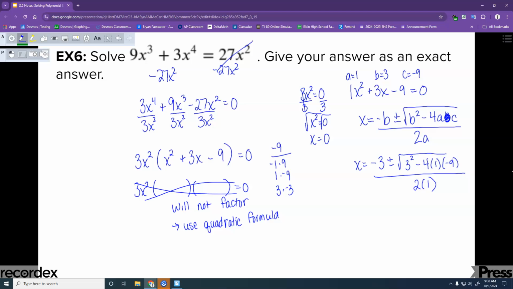Because they asked for an exact answer, I'm not going to type this whole thing into Desmos because it's just going to give me the decimal I already had from the graph, right? So that negative 3 just stays right there. I just want to know what's underneath that square root. So 3 squared minus 4 times 1 times negative 9, which is going to be 9 plus 36 is going to give me 45, I think. All over 2.